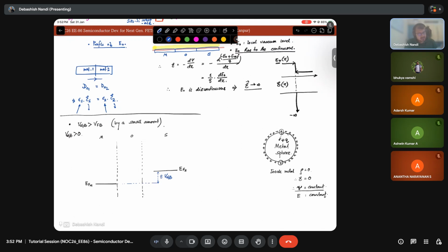I hope it is, because this is one of the most fundamental things you need to know before you go into any VLSI courses, okay?